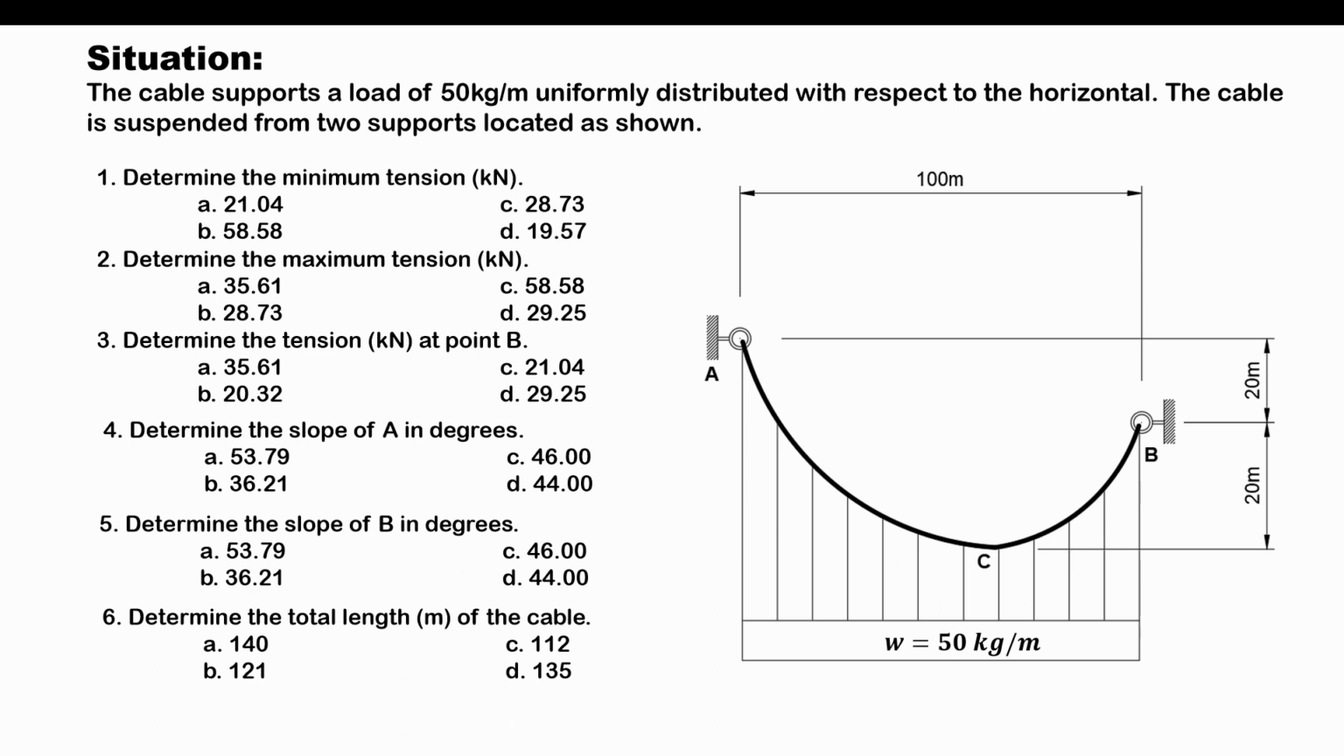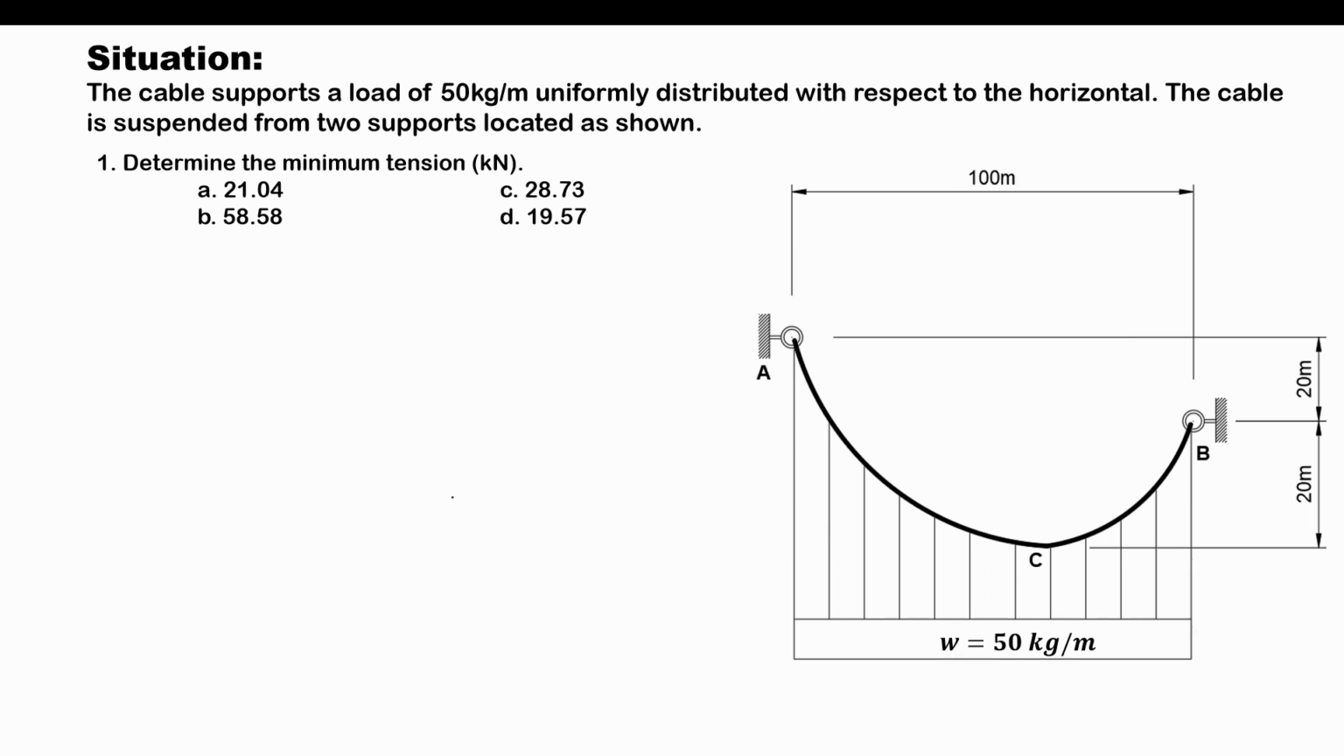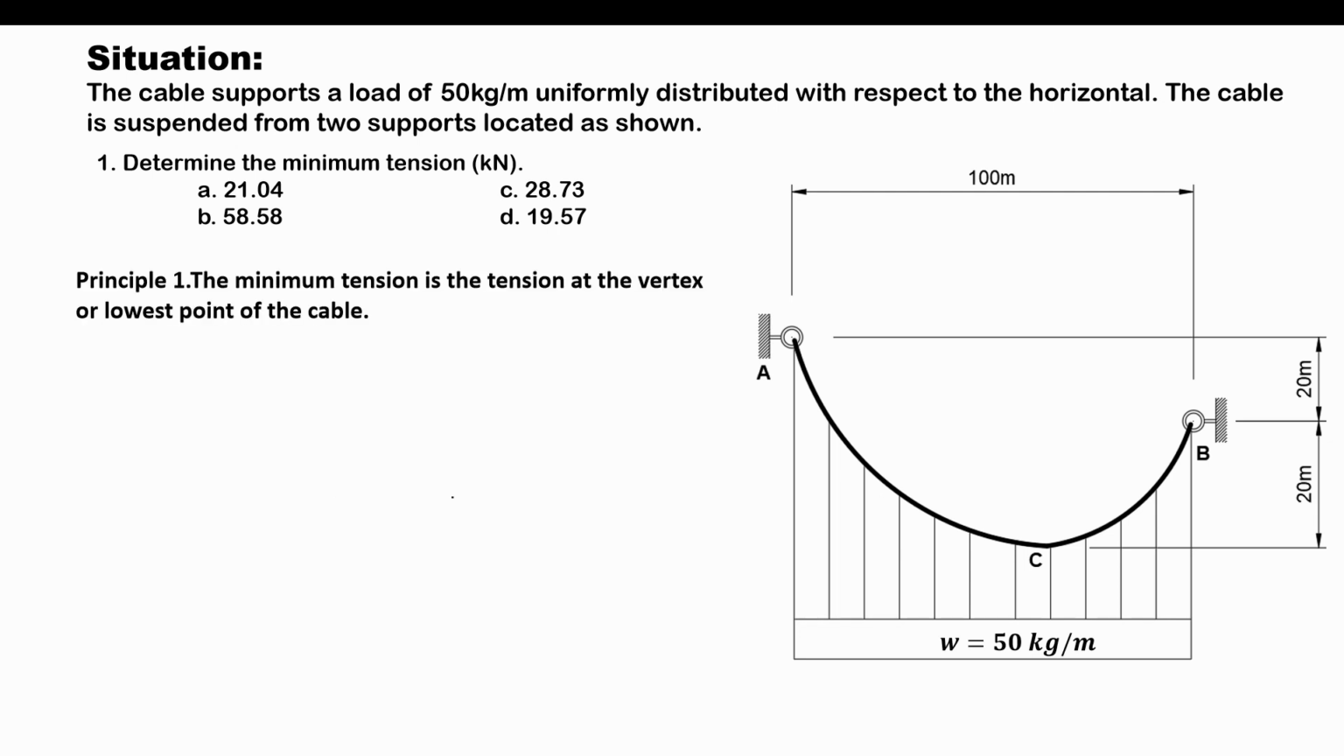So let's proceed answering item number 1. Here, we are asked to determine the minimum tension. In order for us to determine the minimum tension in the cable, we should know first where this minimum tension occurs. So here's the first principle involving parabolic curve. The minimum tension is acting at the vertex or at the lowest point of the cable. So based on the figure on the right side, the vertex here is denoted as point C.